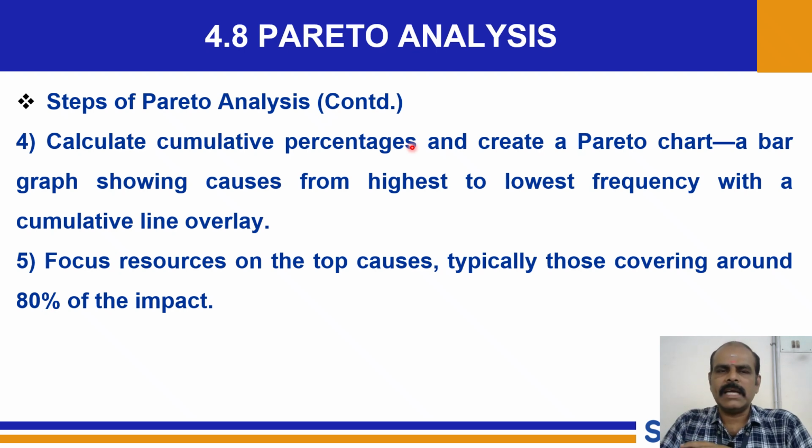A Pareto chart is a bar graph showing causes from highest to lowest frequency with a cumulative line overlay. We'll see that in a graphical presentation as an image. Then focus resources on the top causes, typically those covering around 80% of the impact. So this focus has to be there. Whichever accumulates into 80% will be considered.